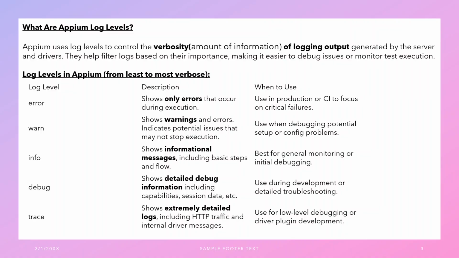Here we have the log levels in APM from the least to the most verbose, that is, with more information. We have 5 log levels under APM: error, warn, info, debug, trace. We'll do this practically and then describe these log levels with examples.